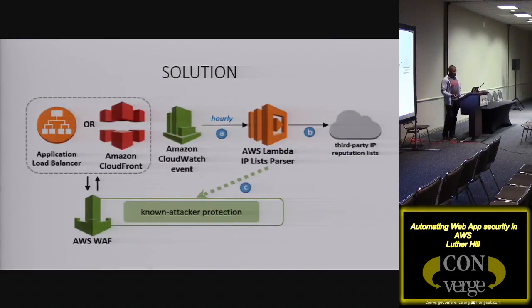So this is the architecture that we would create, right? We would have our load balancer or CloudFront. You'd have the Amazon CloudWatch event. It would generate like, hey, this is going on. You have your Lambda function parsing through the list of IP addresses. Your Lambda function would send that out to a third-party IP reputation list. They would match it or not match it. Then it would kick back like, okay, it's a known attacker or not a known attacker.